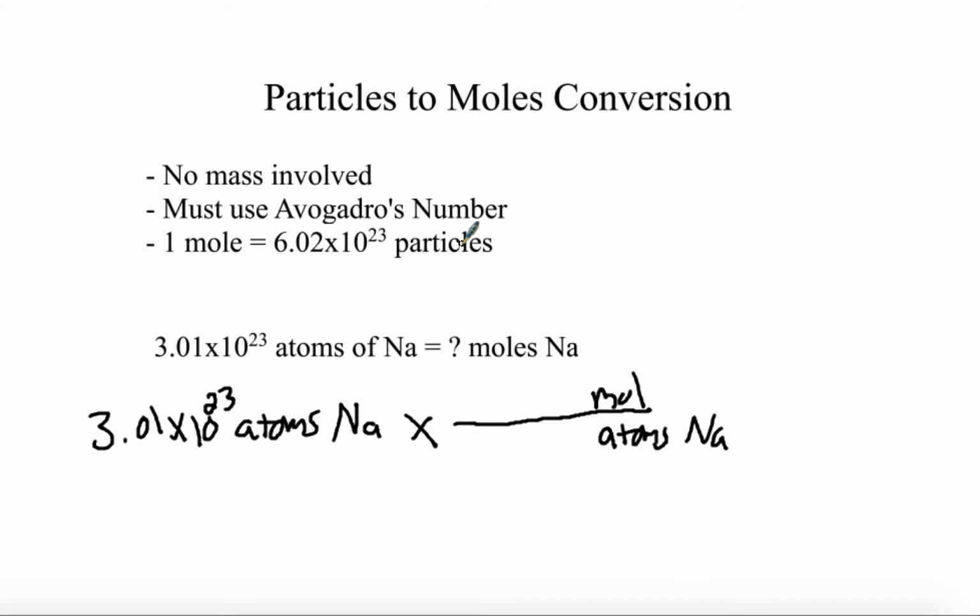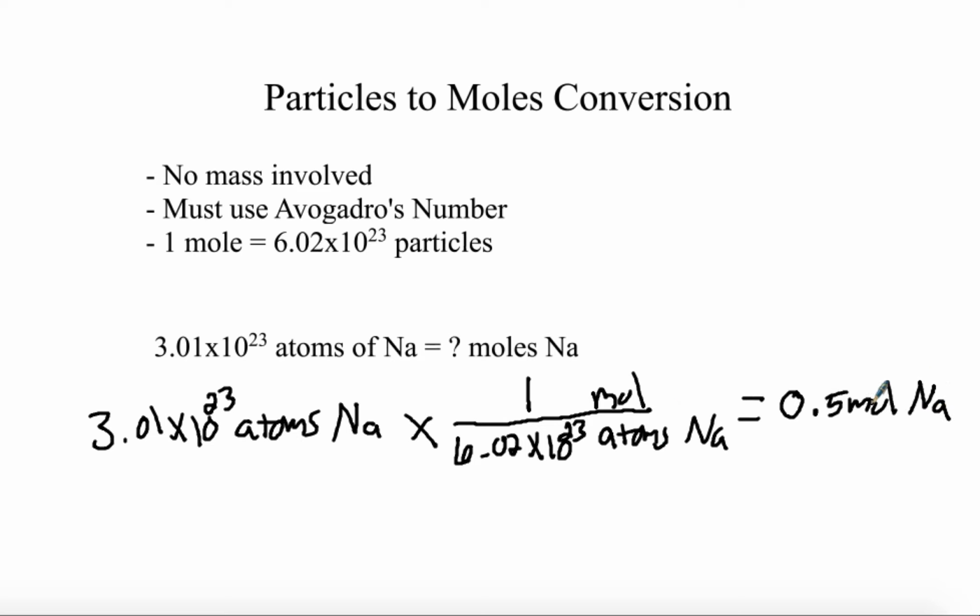Now, particles can be anything. It's not really specific to one thing, just like how 1 dozen is not specific to eggs. It can be a dozen of anything. So particles is basically interchangeable. In this case, we're going to talk about 1 mole is equal to 6.02 times 10 to the 23rd atoms of sodium. So let's just fill that in. 1 mole over 6.02 times 10 to the 23rd atoms of sodium. Do this math, you get 3.01 times 10 to the 23 times 1 divided by 6.02 times 10 to the 23, and you get basically half a mole of sodium.